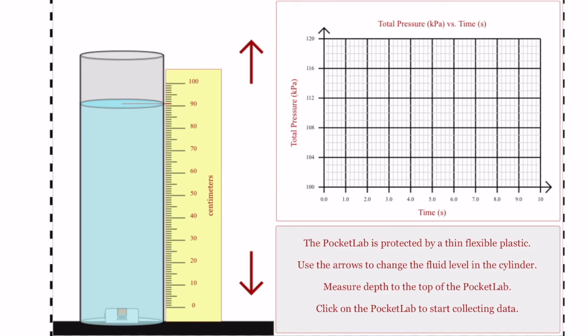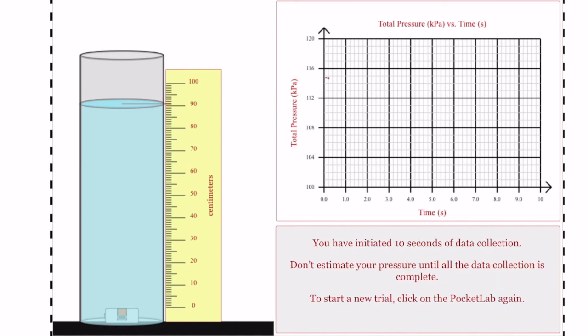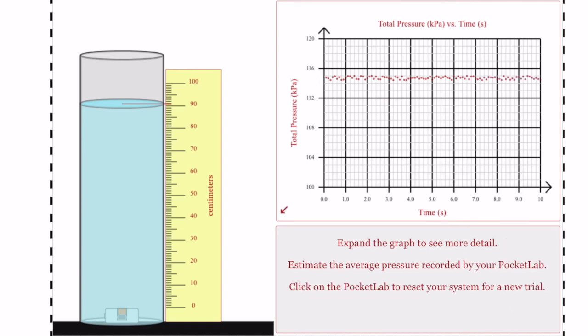When you click on the PocketLab, it will start collecting data, and you'll see that data appear in the graph window. It will collect data for a full 10 seconds. Just like in real life, the PocketLab will not give you a single pressure reading, but it will fluctuate a little bit. What you can do is estimate the average of all the data points that you collected.